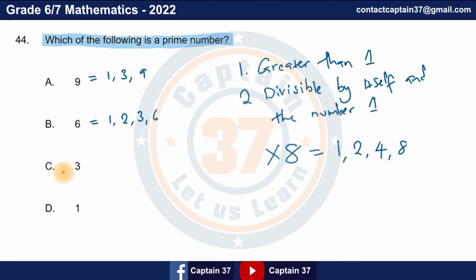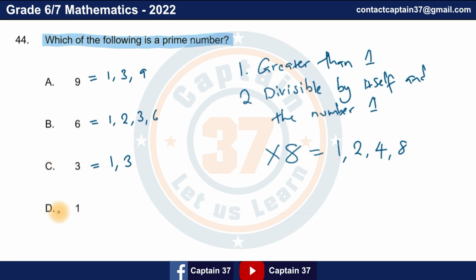How about 3, which is C? What numbers can go into 3? There is 1 and there is 3 itself. So 1 can go into 3 and 3 can go into 3. And remember, we say that a prime number is one that is greater than 1 and one that is divisible by itself and the number 1. So then we can conclude correctly so that C is the answer.